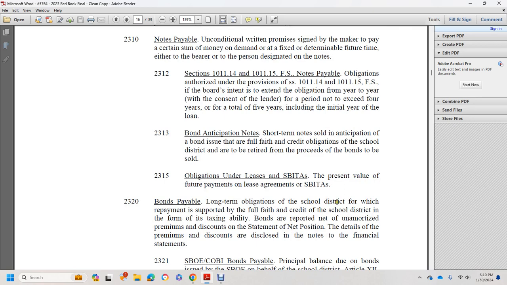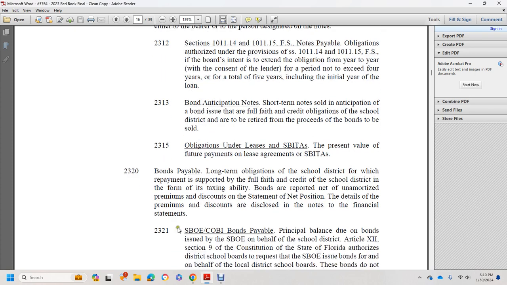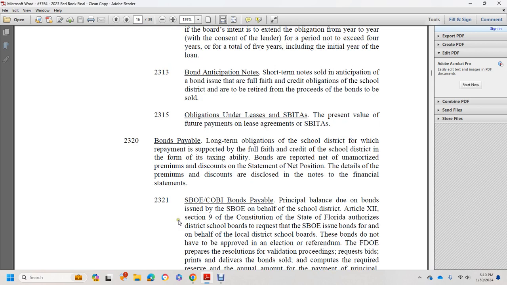Bonds payable, the long-term obligation of school debt for the repayment of which the full faith and credit of the school district is pledged, a form of tax liability. The bonds are reported at par, with any premium or discount shown in the statement of debt position, with details of the premiums and discounts in the notes of the financial statement. The State Board of Education capital outlay bond issuance bonds payable, the principal of the bonds issued by the State Board of Education on behalf of the school district.